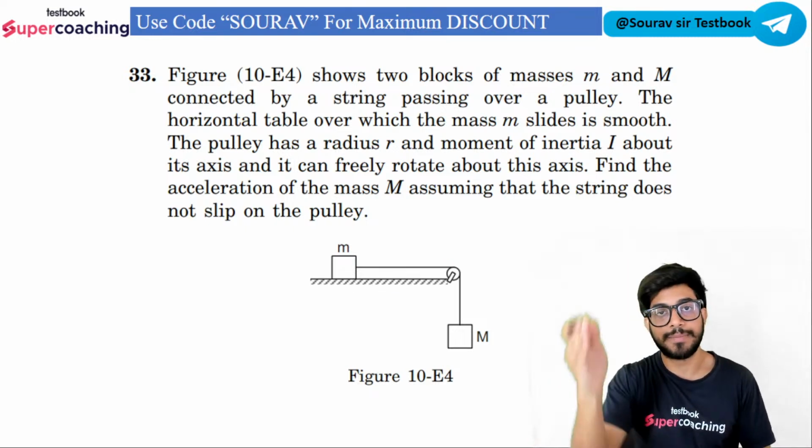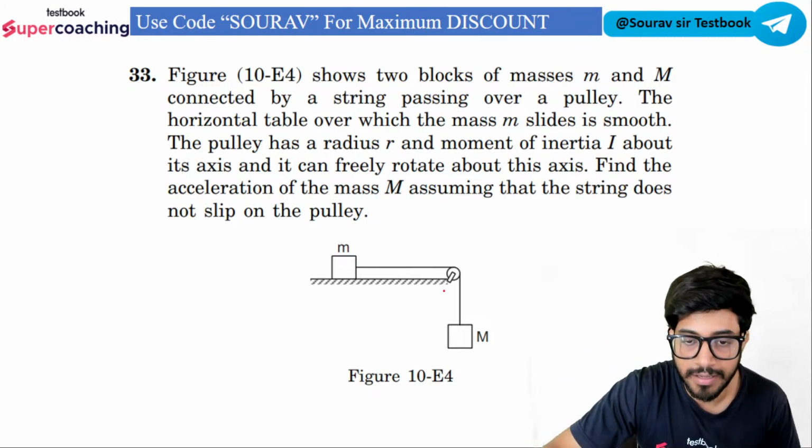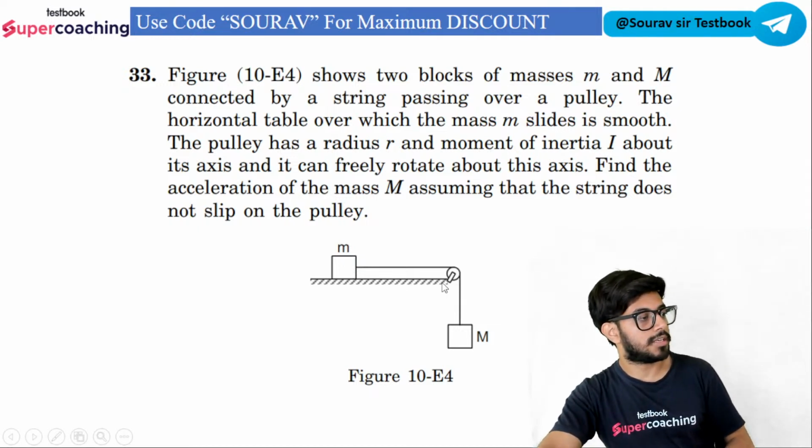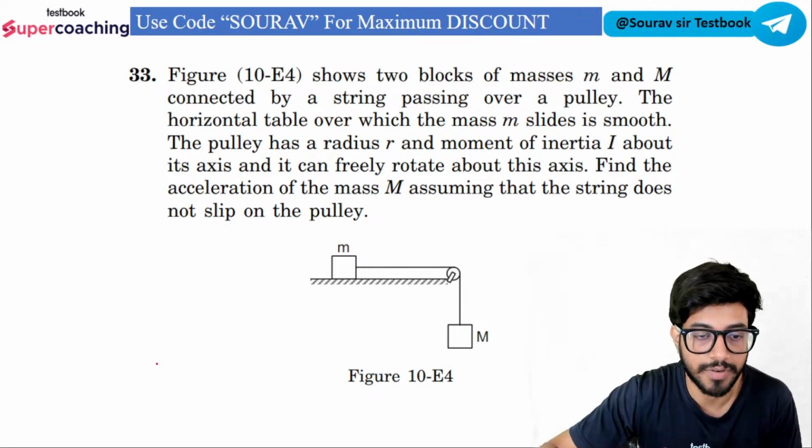Find the acceleration of the mass capital M assuming the string does not slip over this pulley. The string is not slipping over the pulley, that means the pulley is rotating. The pulley is in rotational motion. And of course, we know all this, so we can just start solving this question.